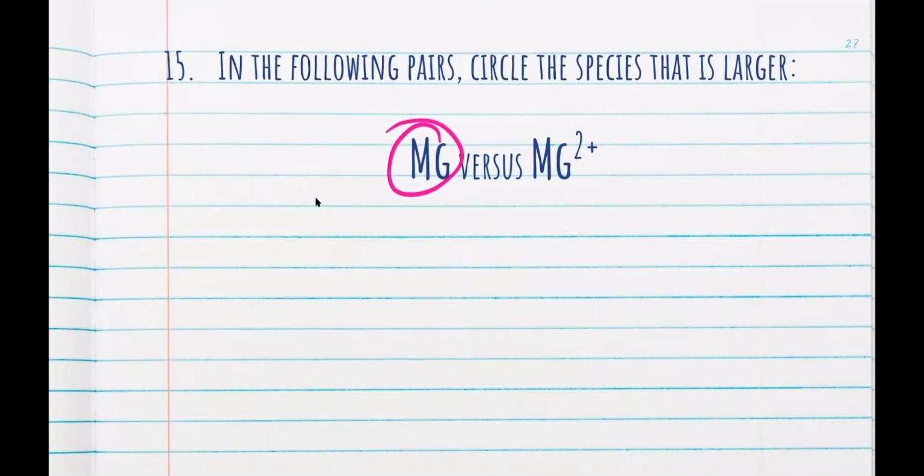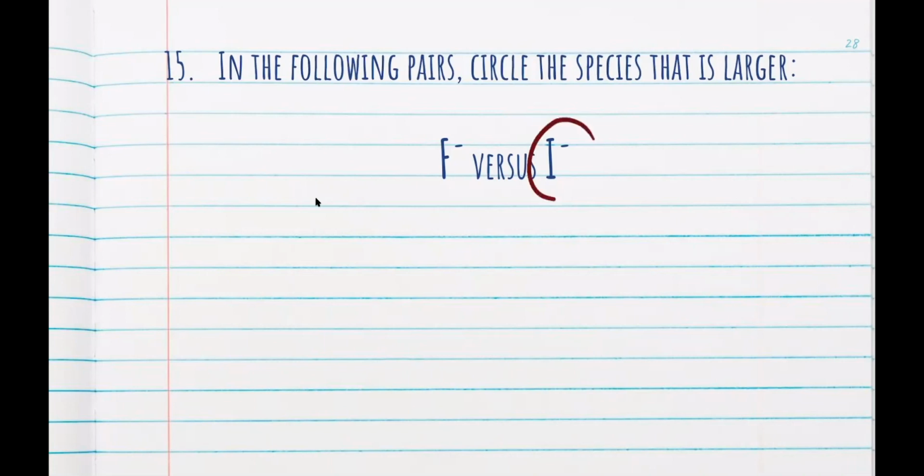Let's move on to our next one. Here we have a fluorine ion and an iodine ion. Which of these is going to be larger? Well, fluorine is only in period 2 versus iodine, which is way below it. So that means it's going to have more shells and more electrons. In this case, just based on shells, iodine is going to be bigger.